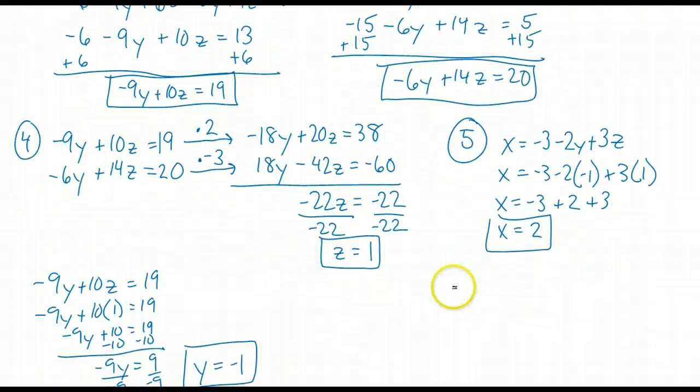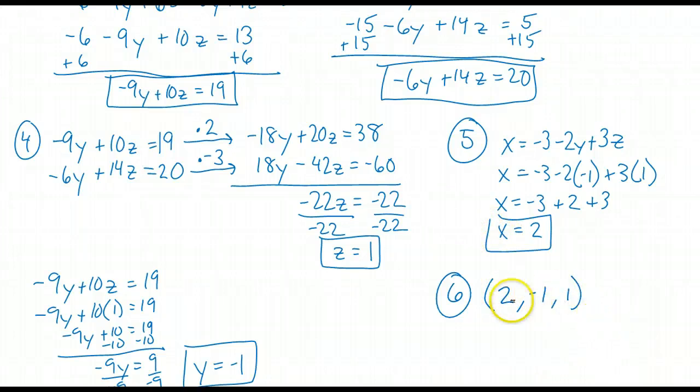So finally, step 6, I'm going to check my answer. I'm going to write my answer as an ordered triple. And I'm going to list my variables in alphabetical order: x, y, z. When I just have an x and a y, that's called an ordered pair. When I have 3, this is called an ordered triple.